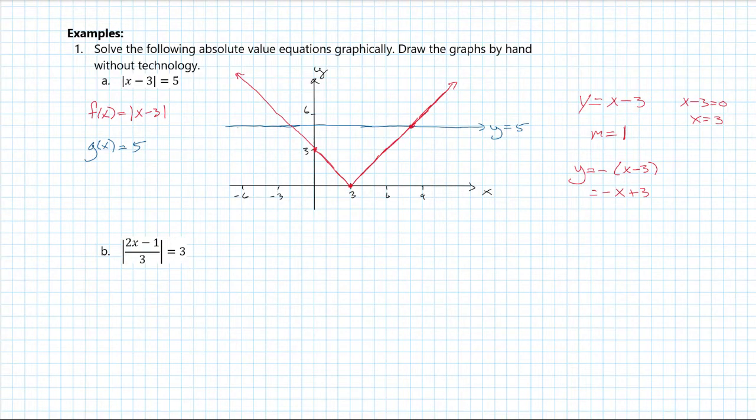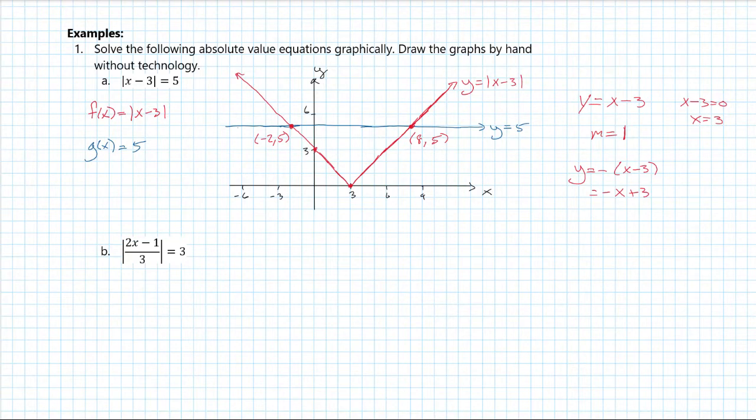All right, so let's go ahead and find these intersection points. We have the point, looks like 8, 5, and then the point negative 2, 5. I'll label my graphs. This is y equals the absolute value of x minus 3.